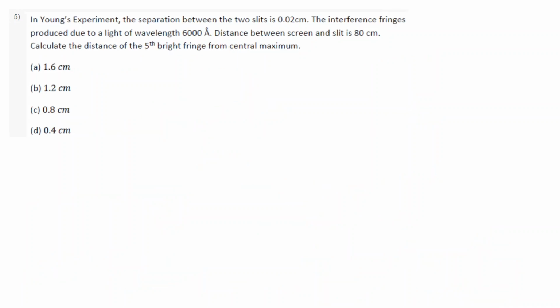Okay, next question is, in Young's experiment, the separation between the two slits is 0.02 centimeter. We denote it by small d, which is 0.02 centimeter. Interference fringes are produced due to light of wavelength 6000 angstrom. The screen and slit distance is 80 centimeters.